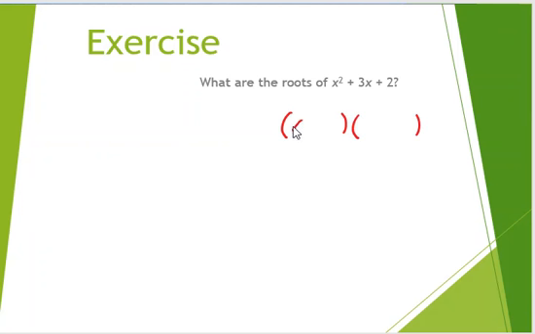I open the parentheses, and x times x is x squared. The only way to get 2 is 2 times 1, because 2 is a prime number. And to get 3, it's 2 plus 1. So both of those have to be positive. Therefore, the roots of this expression would be -2 or -1.